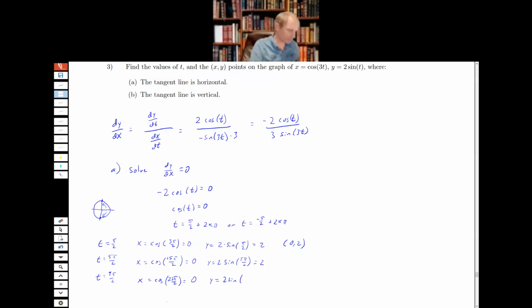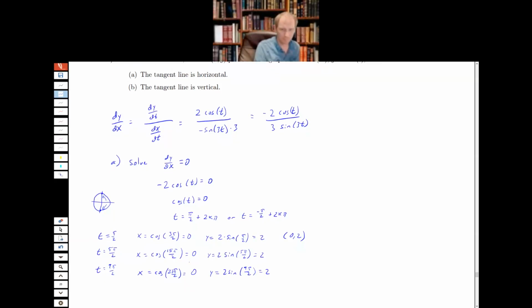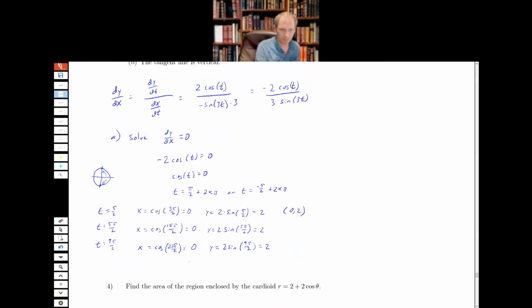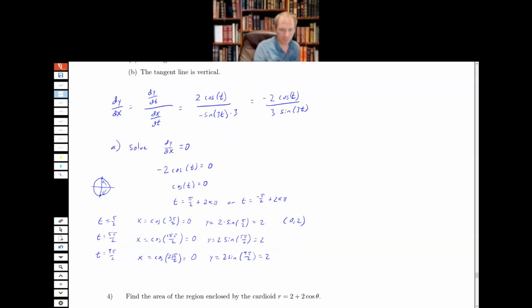Cosine of 27 pi over 2 is still 0, although I'm going to double check just to make sure I'm not messing anything up in my head. Okay. And then y is 2 times the sine of 9 pi over 2. Okay, and I get that same point again. All right, so now let's look at the... running out of space.